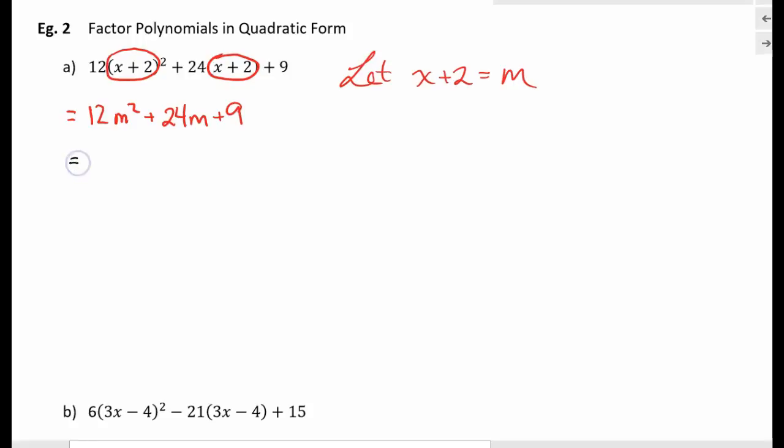From here, greatest common factor is 3. So we're left with 4m squared plus 8m plus 3. We're going to have to factor that. That's a complex.